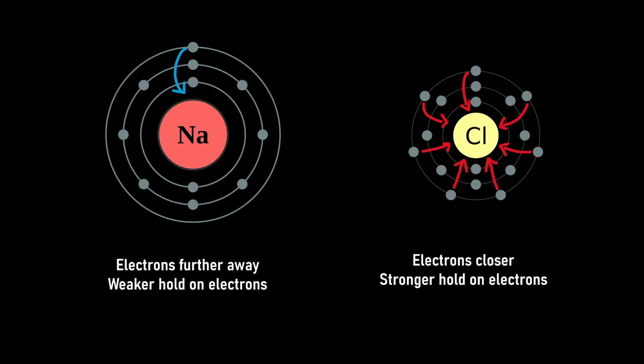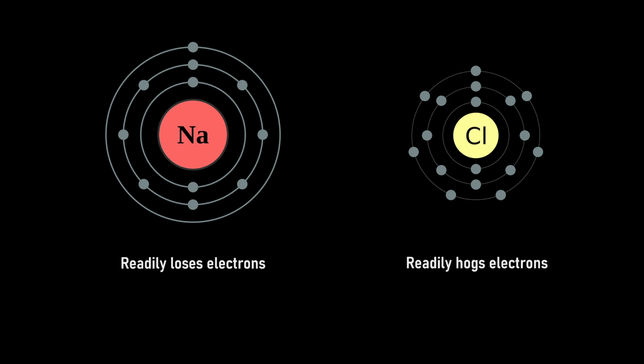Any electron nearby will be pulled towards the nucleus. As a consequence, this atom readily hogs other electrons. This is electronegativity. When an atom tries to hog electrons.